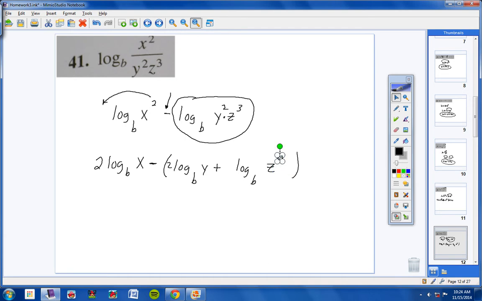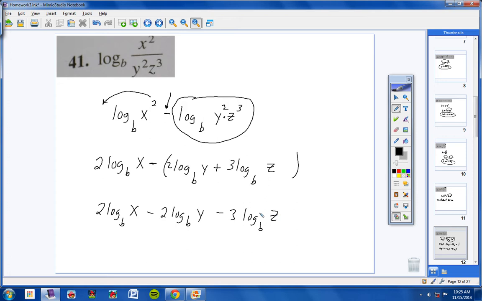And slide it here. Okay? So your final answer, now you can leave it like this, I suppose. I would really like you to multiply the negative sign through. I really would. So 2 log base b of x minus 2 log base b of y minus 3 log base b of z.